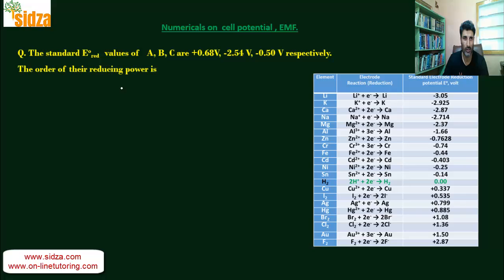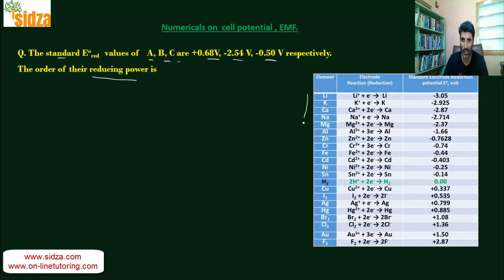Next, we have to find out the reducing power of the different species A, B and C, and their reduction potentials are given, right? Reduction potentials are given. So we know that in the electrochemical series, we arrange the electrodes according to their reduction potential.